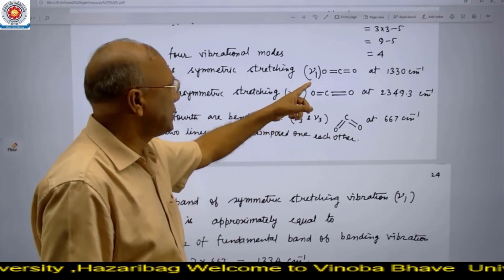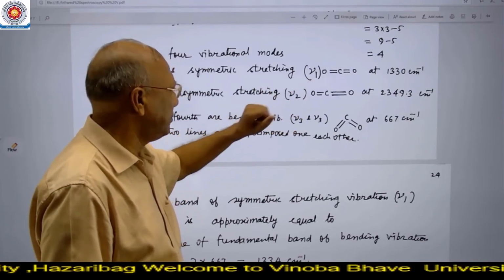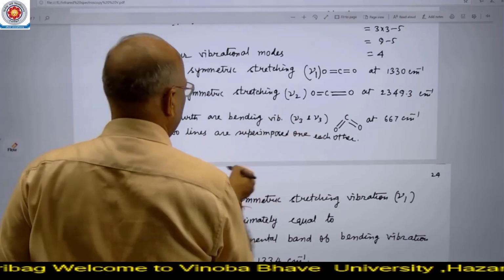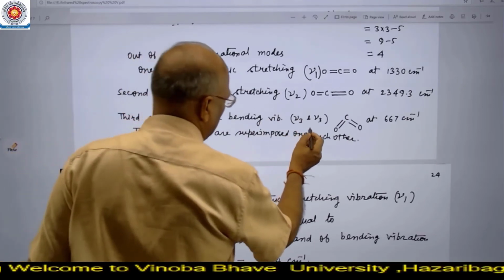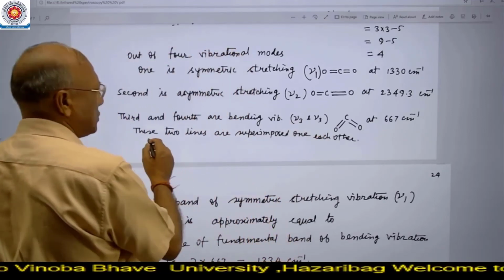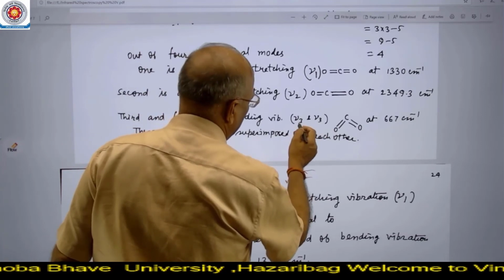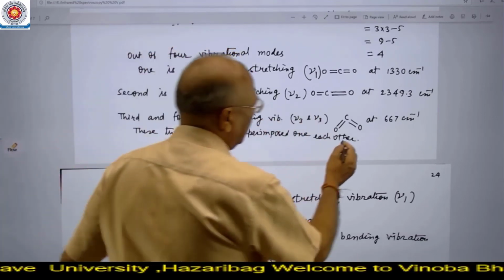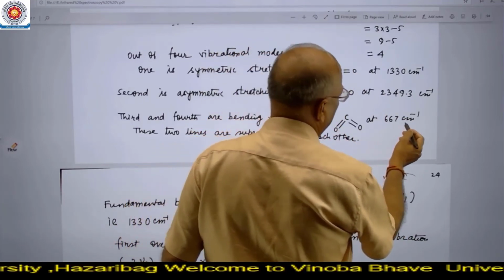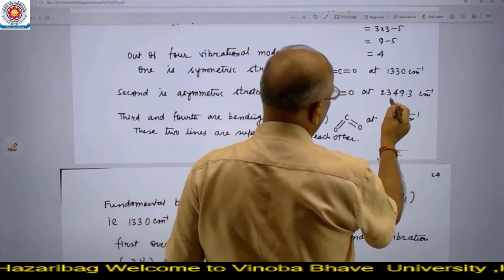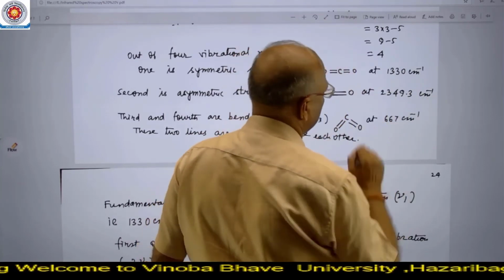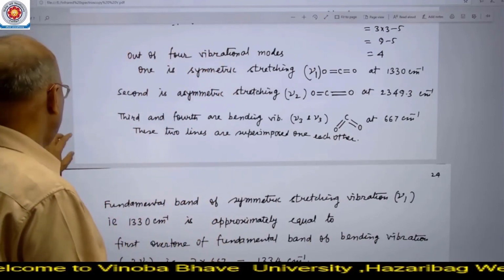The first is given the name nu1, the second nu2, and then nu3 and nu4. You can write nu3 and nu3, because both are superimposed on each other. And the values of the peaks are obtained as follows. This bending mode is 667 per centimeter, the asymmetric vibration mode occurs at 2349.3 per centimeter, and the symmetric stretching is 1330 per centimeter.